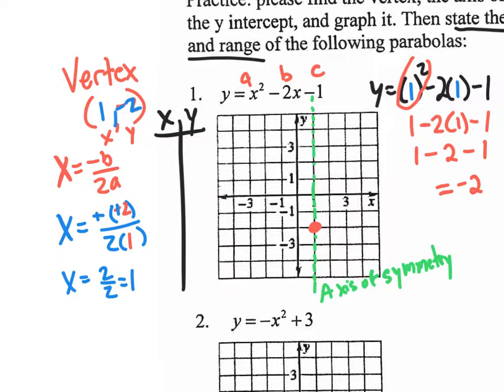But since we know that the a value is 1, we could use that pattern 1, 1, 2, 4, 3, 9. Now that only works with the a value of 1. So we know that the a value is 1, which means that it's opening up. So we're going to use the pattern 1, 1, 2, 4, 3, 9 from the vertex. So I'm going to go over 1 over and 1 up and put a dot right there. And then we're going 2 over, 1, 2, and then 4 up. 1, 2, 3, 4, and put a dot right there.